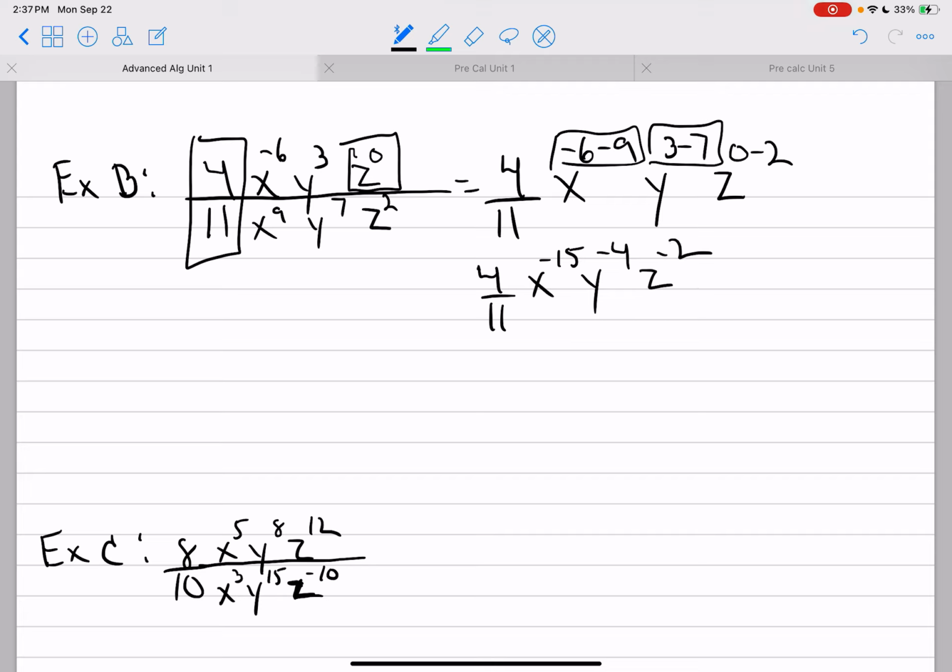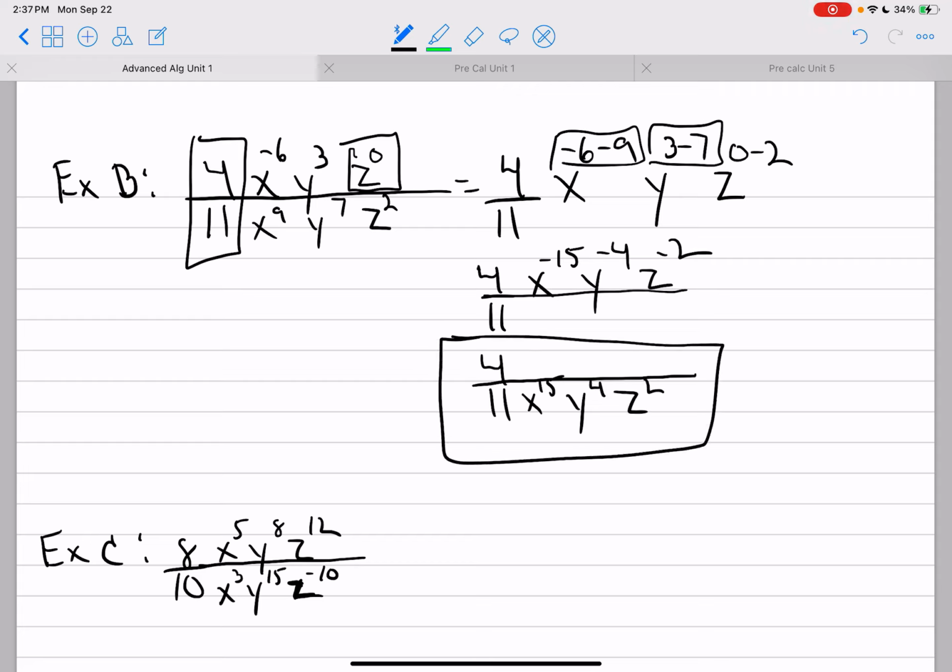But then sometimes they say, I feel you, but I want all my answers with no negative exponents. So let's take this and rewrite it with no negative exponents. Remember, this is just a fraction bar. So let's write this one more time. 4/11, and I'm going to move the x to the negative 15 to the bottom. So it's x to the 15th, y to the 4th, z squared. That's my final answer.